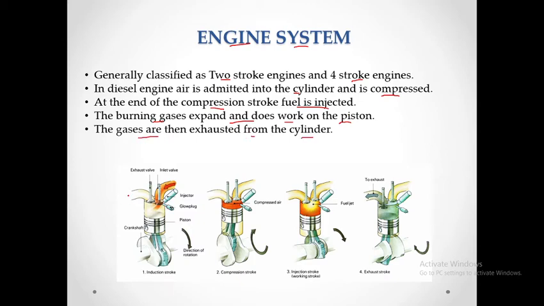So here we can see the diagram: first the induction stroke, second the compression stroke, third the injection, that is, the working stroke, and fourth the exhaust stroke. Here we see how the fuel comes in and how there is the expansion. Then finally the gases are left out to the exhaust. So this happens in the engine. Generally we will use 2-stroke or 4-stroke engines.